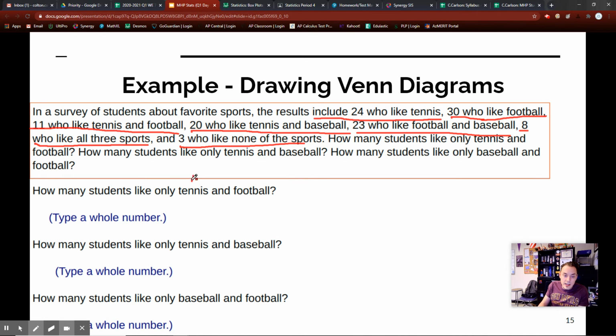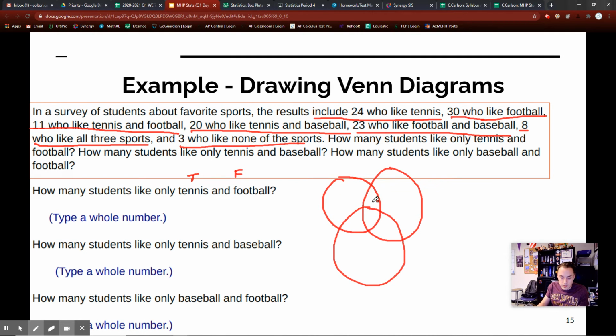So this is going to be tennis and then football. Well, I have tennis, football, and baseball, so I actually have 3 Venn diagrams. I'm going to just kind of draw. Perfect. Awesome. So let's just say this is tennis. That's tennis. This is football, and this is baseball. It doesn't matter which way it goes. Now, let's think about what all of them have in common and work our way out.